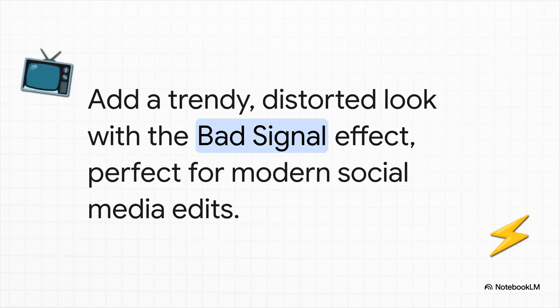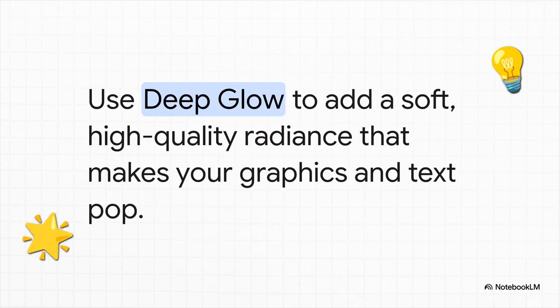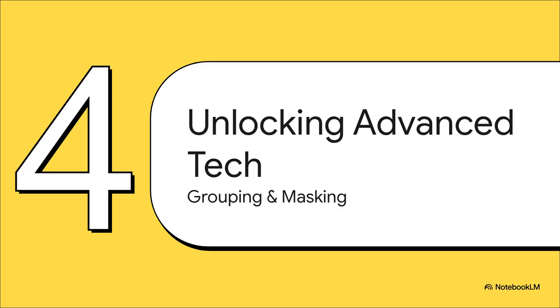Want that modern, trendy glitch look? The bad signal effect absolutely nails it. It gives you that digital distortion and those scan lines that you see all over social media edits these days. And for that final professional sheen, there's an effect called Deep Glow. Now, this isn't just a simple brightness boost. It adds this soft, really high-quality radiance that makes text and graphics feel cinematic and just pop right off the screen. Okay, so you've got the tools and you've got the effects.